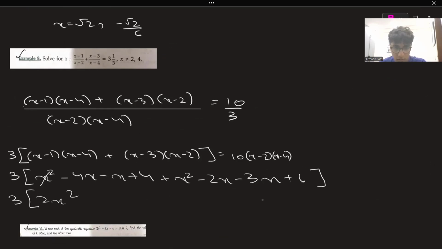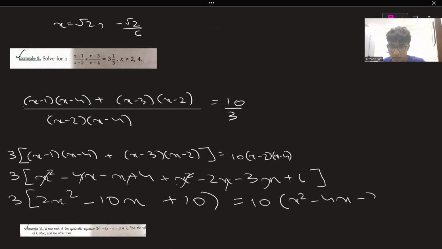So you can just cancel this out from here so you don't get confused. Minus 4x, minus 5x, minus 7x, minus 10x, right? 5x minus 5x, so you can cross out all these terms from here. Plus 10 is equal to, now if I simplify this, I have 10 times x squared minus 4x minus 2x plus 8, right?